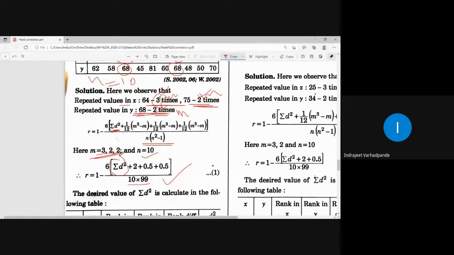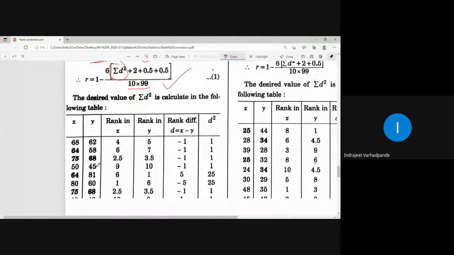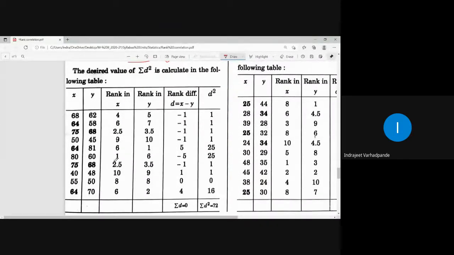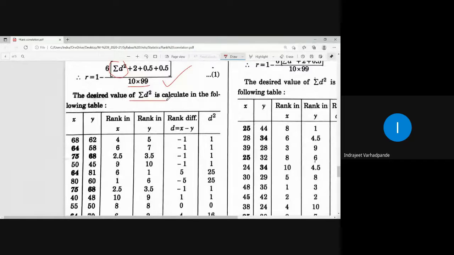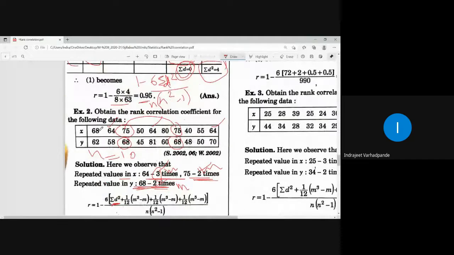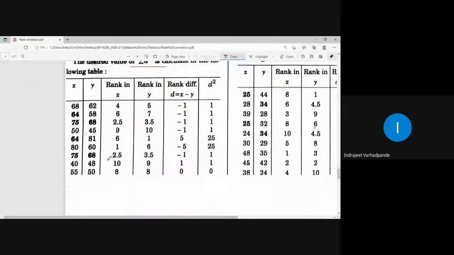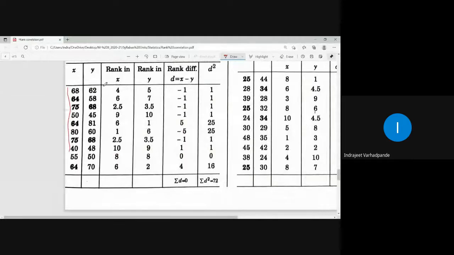Only my aim remains to get the value for summation d square. Now write down the values in the column of x, and write down the values in the column of y. So the desired value for summation d square will be calculated from the following table. 68, 64, 75, 50 is written in this column. Values of y are also written in this column. Now the main thing is assigning of the ranks. Look at the highest number. What is the highest number in the column of x?